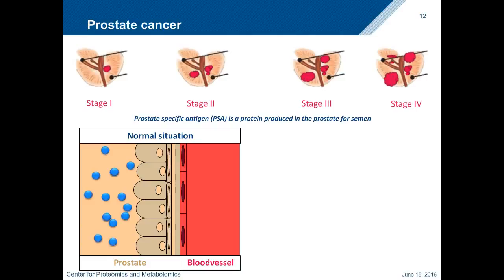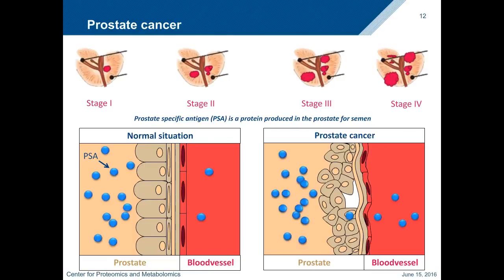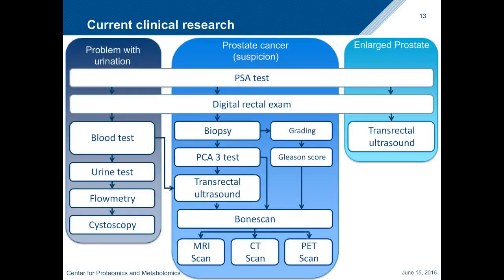So if you look at the normal situation, we have a prostate and we have a blood vessel. And in our prostate we have some PSA. And sometimes in normal situations, some of this PSA can leak into your blood vessel. But now we have prostate cancer, and the hypothesis is that the cells are really disaligned and there are bigger gaps, and therefore more PSA can leak into your blood vessel, and that's why they use the PSA for screening. So this is the current clinical research that they use.